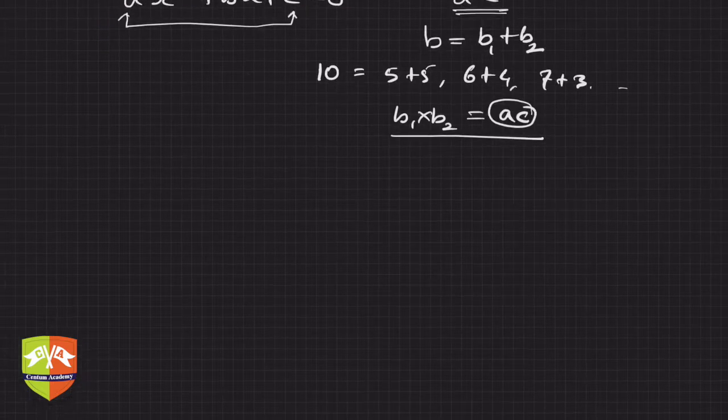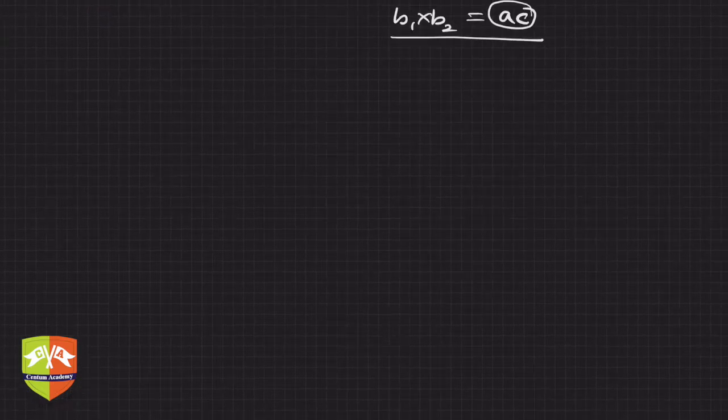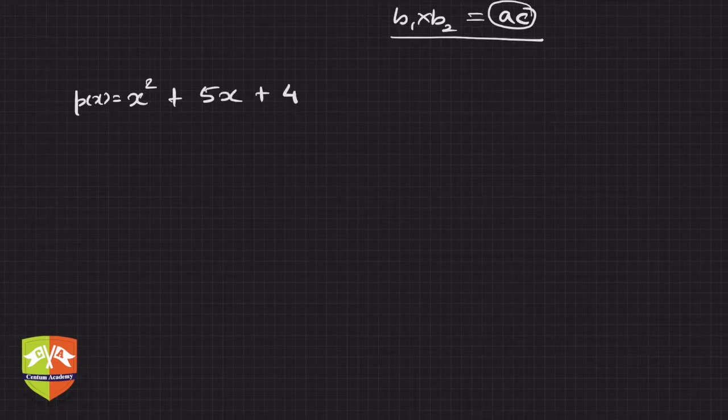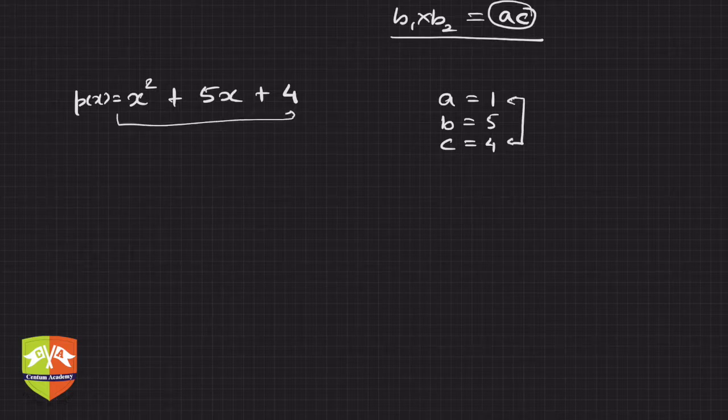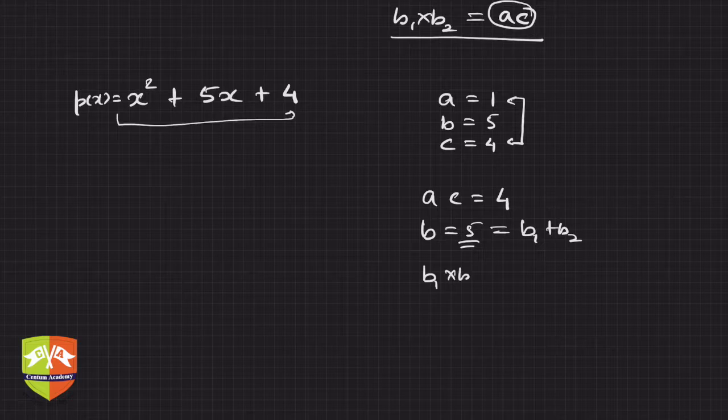Let's take an example and understand. Let us say we have a polynomial Px equal to x square plus 5x plus 4. What is A here? A is equal to 1, B is equal to 5, and C is equal to 4. Multiply A and C. What will you get? AC is equal to 4. Now you have to split B, which is 5, into B1 plus B2, such that B1 times B2 must be equal to AC, which is 4.